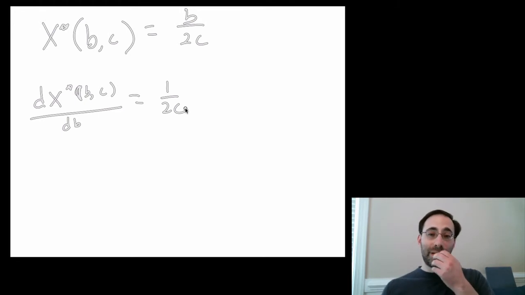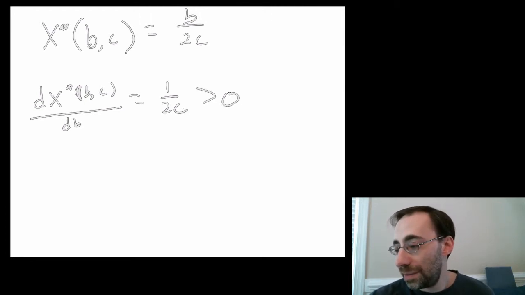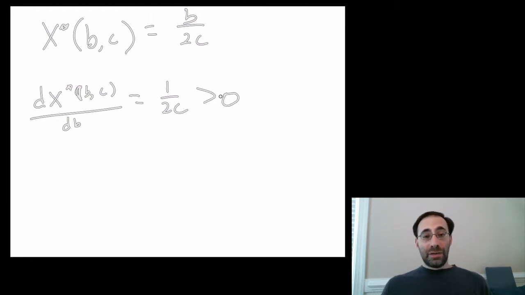Now what do we do with that? We again don't typically care about the actual form of the derivative. What we care about is its sign. Is its sign positive or not? Well, if c is positive, then this thing is always positive for a finite c. So we learn that the optimum choice is increasing in the benefit, in b. That is entirely intuitive, right?